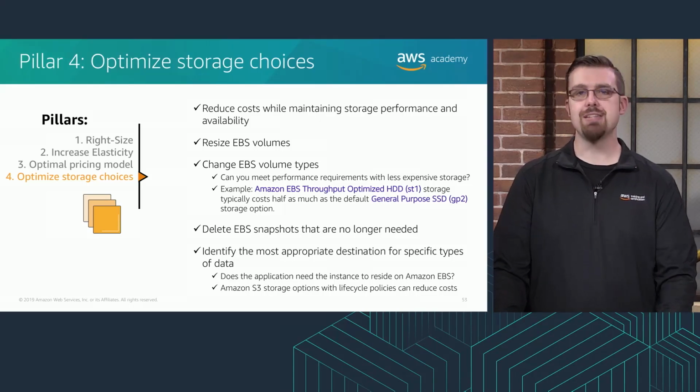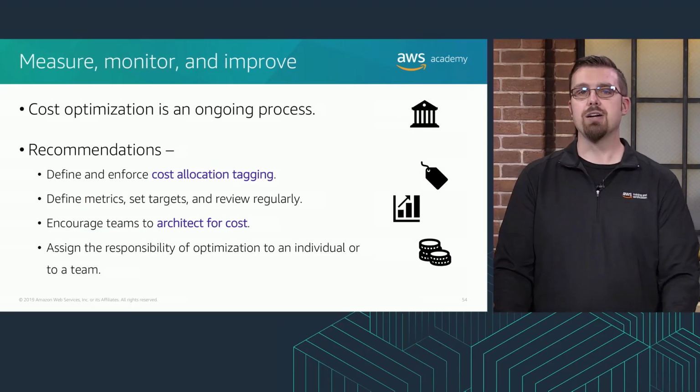Does your application need the data that it uses to reside on Amazon EBS? Would the application run equally as well if it used Amazon S3 for storage instead? Configuring data lifecycle policies can also reduce costs. For example, you might automate the migration of older, infrequently used data to more cost-effective storage locations such as Amazon Simple Storage Service, Glacier.